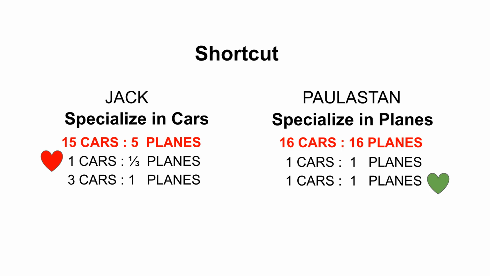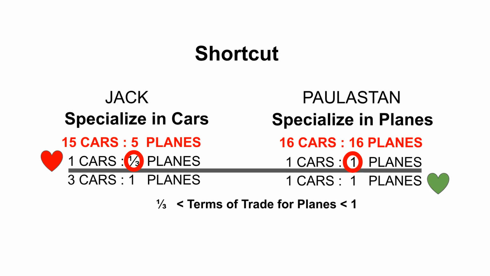To make this easier when solving problems, here's a shortcut. Just calculate the opportunity cost for the same good in both countries. The terms of trade must fall between those two opportunity costs. For example, let's compare cars. Jack's cost for 1 car is 1/3 of a plane. Pakistan's cost for 1 car is 1 full plane. So any trade ratio for 1 car must fall between 1/3 and 1 plane. If it does, both sides benefit.